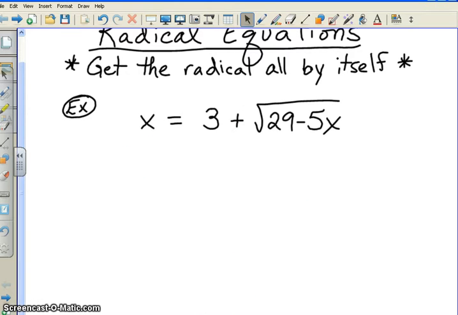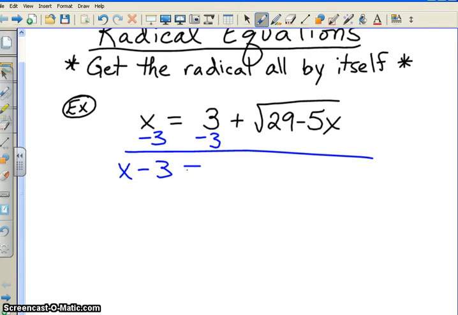Here's an equation where the radical is not all by itself. We have a 3 attached to it with an add. So we're going to move the 3 away from the radical to get it all by itself by subtracting it. So that will leave us on the left, x minus 3. And on the right, we're going to have radical 29 minus 5x. And now this is the point at which we can get rid of the square root by squaring both sides.